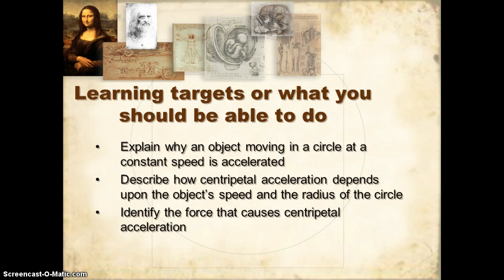Circular motion. What I'd like you to be able to talk about or learn is to explain why an object moving in a circle at a constant speed is actually being accelerated, even though it's moving at a constant speed. Describe how centripetal acceleration depends upon object speed and the radius of the circle, and identify the force that causes centripetal acceleration in different situations. Let's say when a car is getting off an expressway, on an exit ramp that is closed, what's the force that provides the centripetal acceleration?